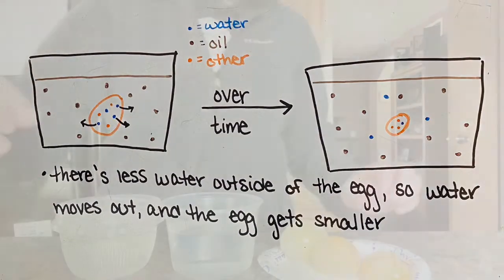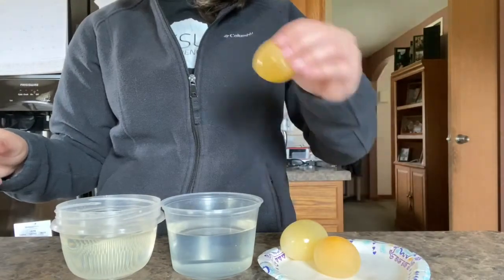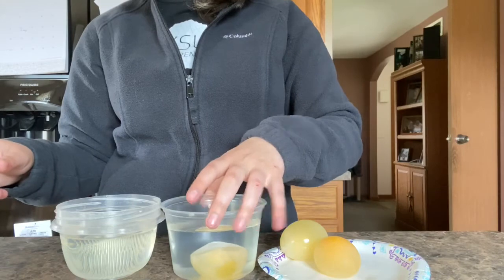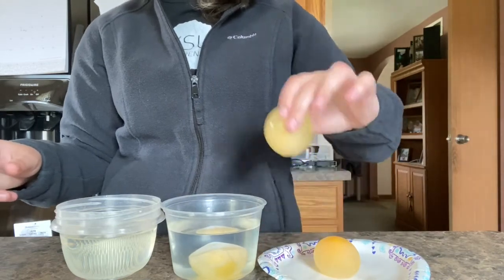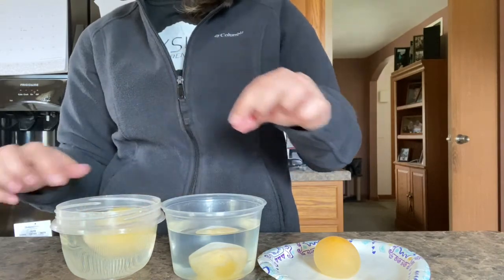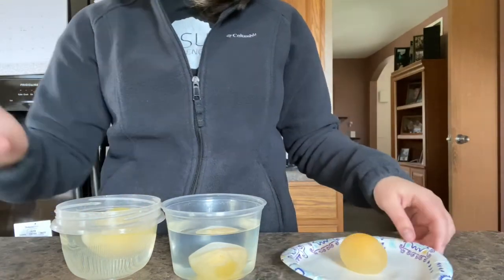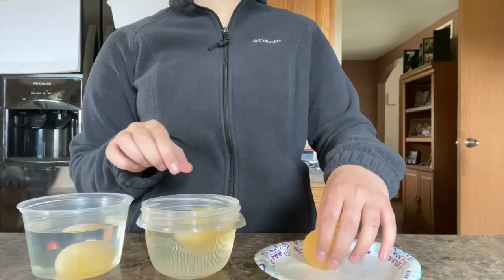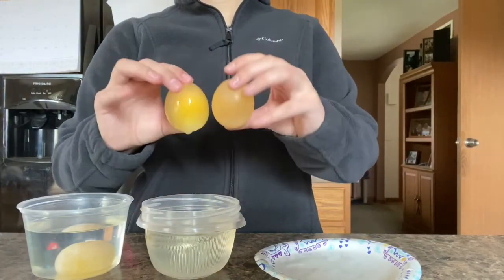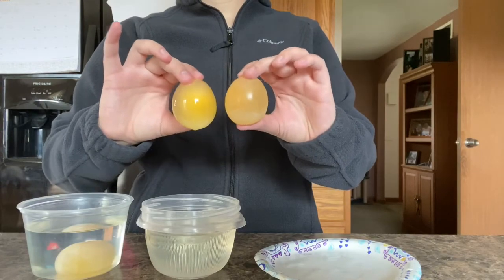This process can be reversed though. So I took the egg that had originally soaked in corn syrup and I put it in the water. And I took the egg that had soaked in water and put it in the corn syrup. And I let them sit for a few hours. Even after just a few hours, the egg that had originally soaked in water was pretty much back to its original size.